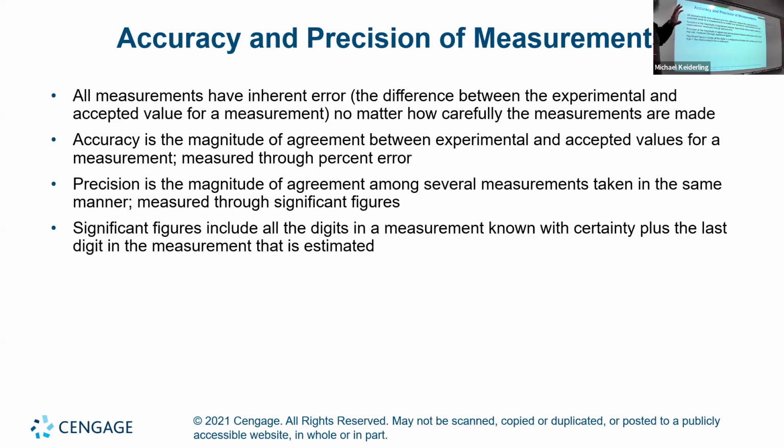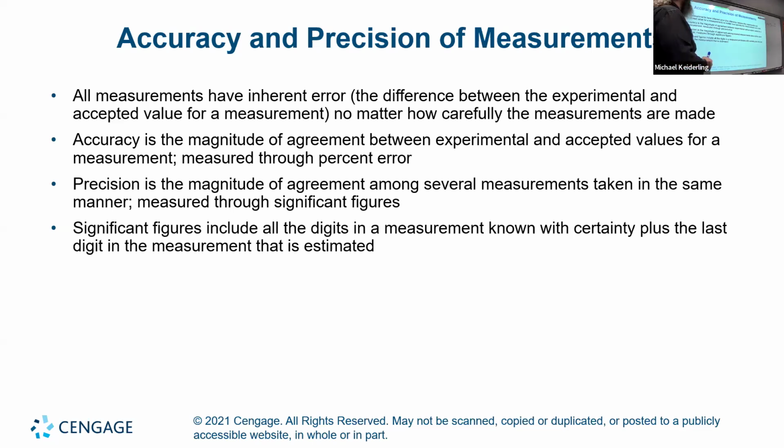And we can talk about the agreement between measurement and reality in two ways. There is accuracy and precision. Accuracy is the magnitude of agreement between experimental and accepted values of a measurement. This is measured through percent error. This is how far you are off from the true value. So in an example, if you're shooting a gun at a target, accuracy is how well you hit the bullseye.